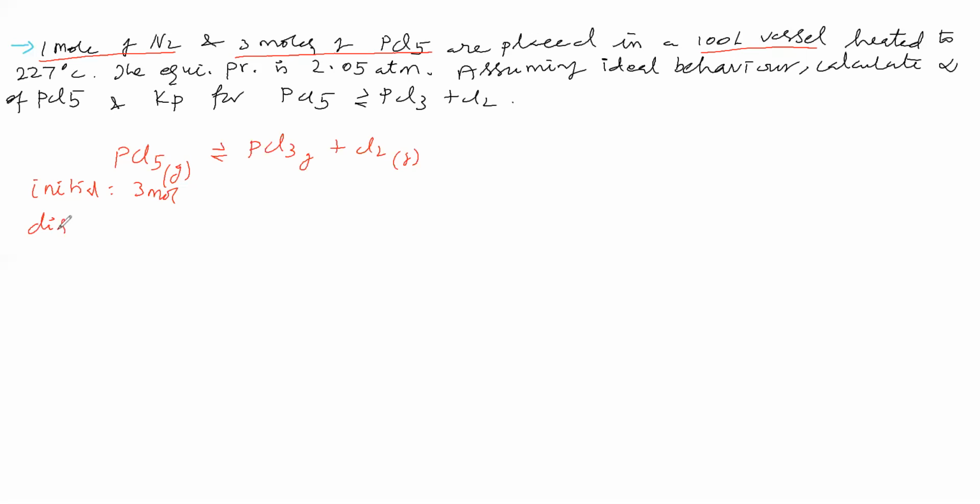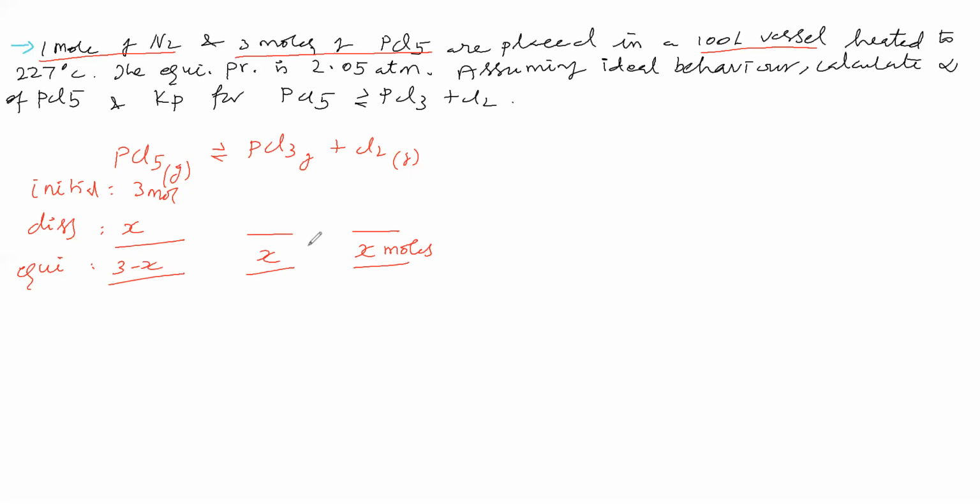It is undergoing dissociation. Therefore, how much will dissociate? Will it dissociate completely or partially? How do we know it? No idea is given whether it is dissociating partially or completely. We will assume that it is dissociating anyhow, how much we do not know. Therefore, we will take x moles. So at equilibrium, 3 minus x moles of PCl5 is there, PCl3 x moles produced, Cl2 x moles produced.